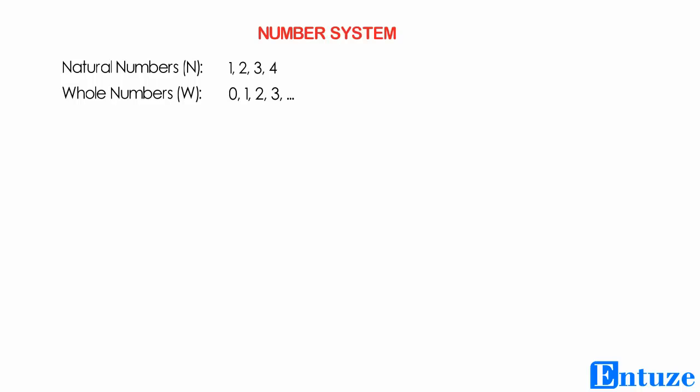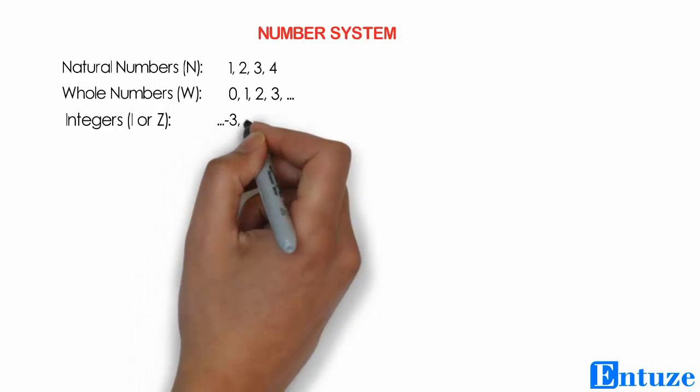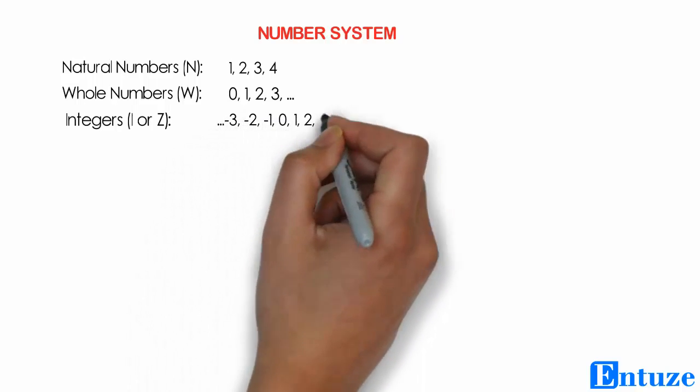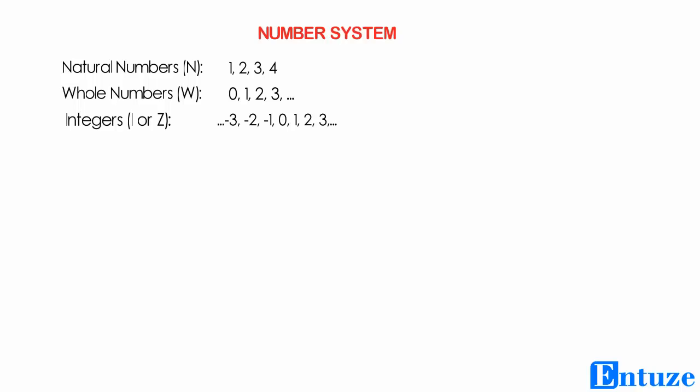And next, one more type of numbers is called integers. In integers, numbers start from negative and include 0 as well as positive numbers. So it starts from negative, so -3, -2, -1. It includes 0 as well, that is 0, 1, 2 and so on till infinity. These numbers are called integers, which are represented by the letter I, or you can also represent with the letter Z.